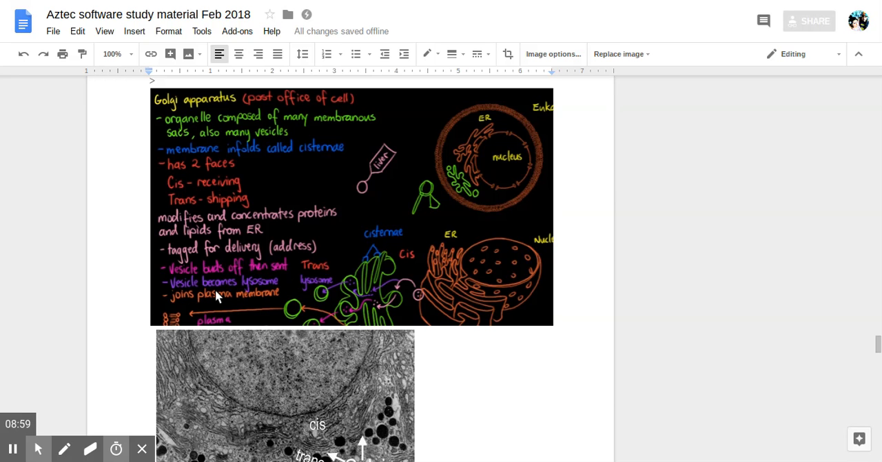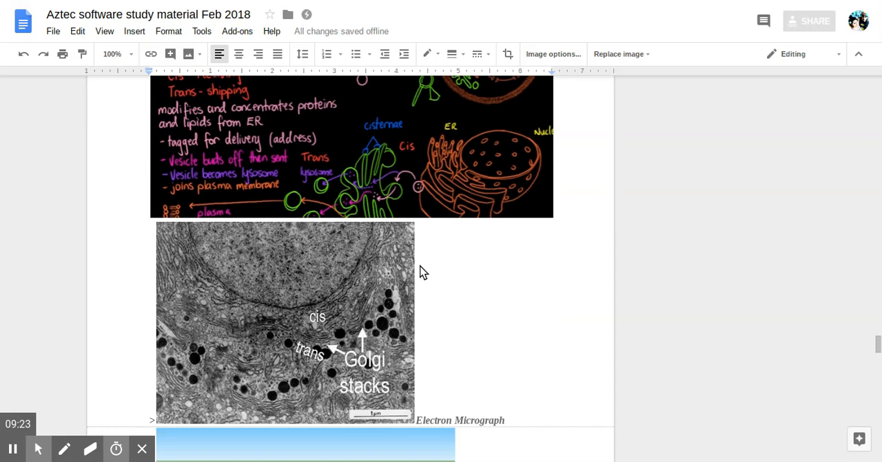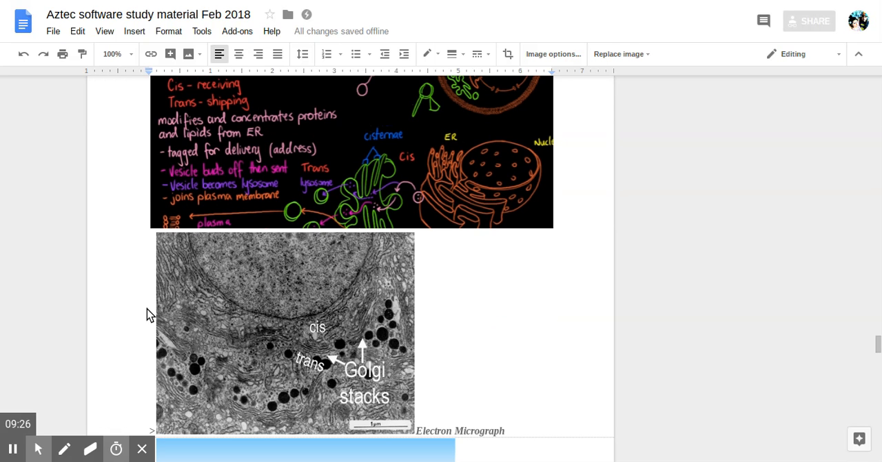Some vesicles may become lysosomes, which are used for breakdown of molecules. We'll learn about that in a bit. Some vesicles may join the plasma membrane in order for the molecules to be secreted outside of the cell. So cis and trans sacs and vesicles.